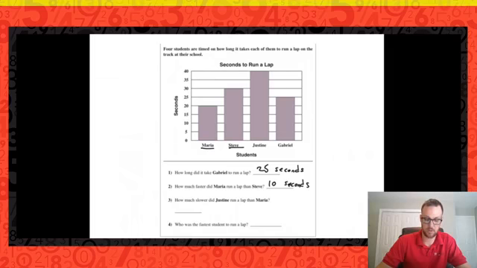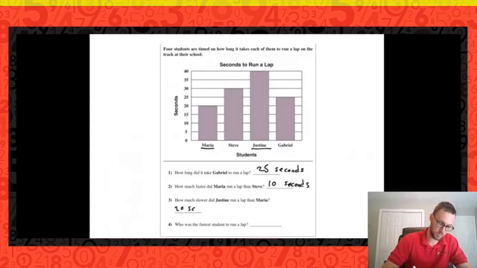So how much slower was Justine than Maria? How much slower was Justine than Maria? We know that Maria ran her lap in 20 seconds, and Justine took 40 seconds. So how much faster was Maria, or how much slower was Justine? Yeah, Justine was 20 seconds slower. Nice job.